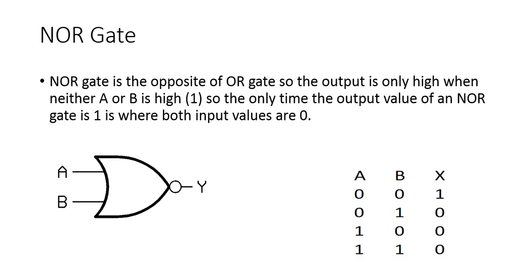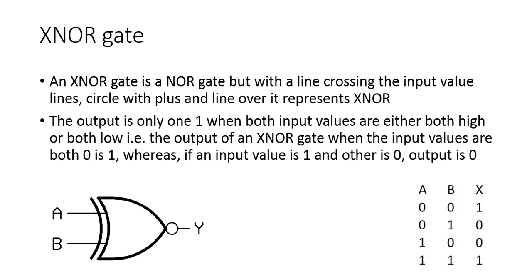I'll go back to it. Which one's next is XNOR. So XNOR is a NOR gate, but with a line crossing the input value lines.